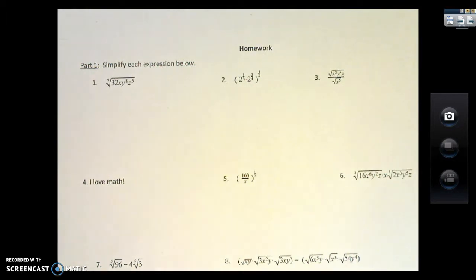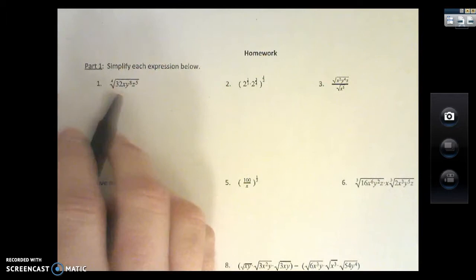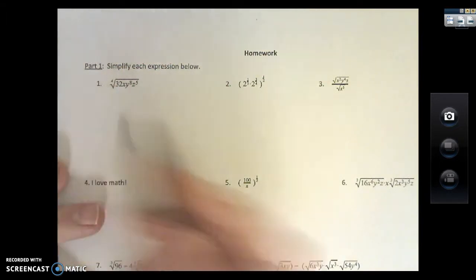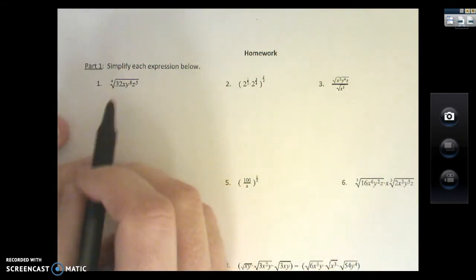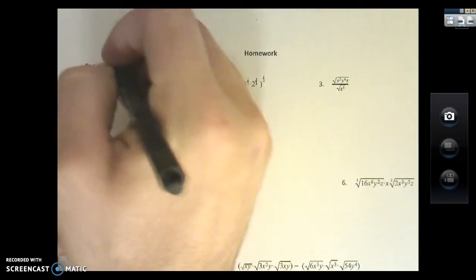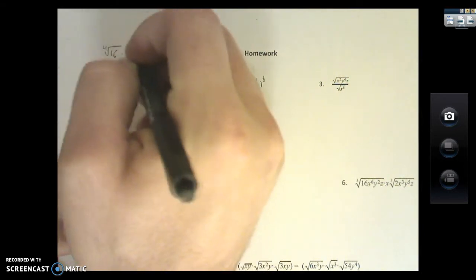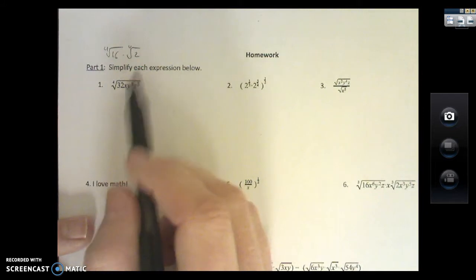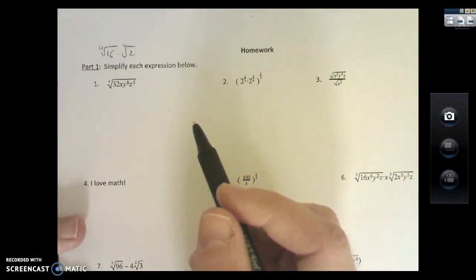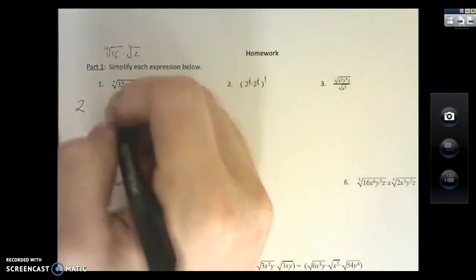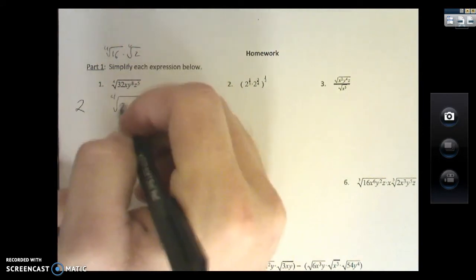All right. Number one. We have the fourth root of 32xy to the 8th z to the 5th. I'm going to do shortcuts to save a little bit of time. For the fourth root, I have 2, 4, 8, 16. It's going to be the fourth root of 16 times the fourth root of 2, because I'm breaking this up. Guys, use that chart that we made up. That's what it's there for. The fourth root of 16 is 2, and then this stays underneath here.